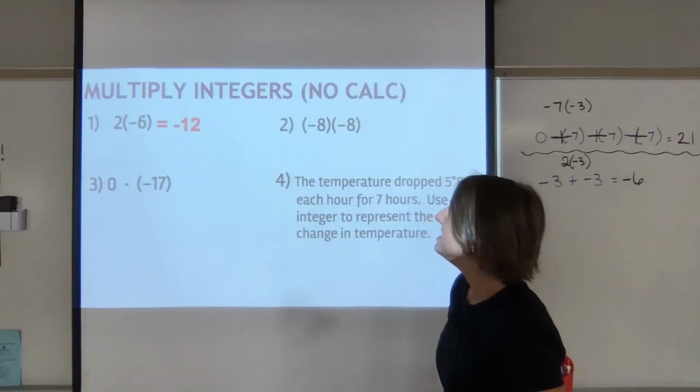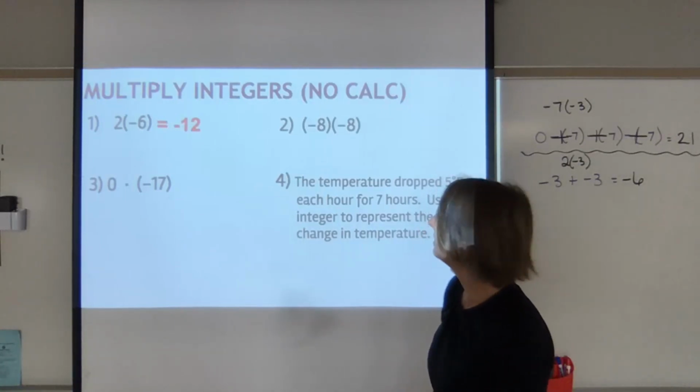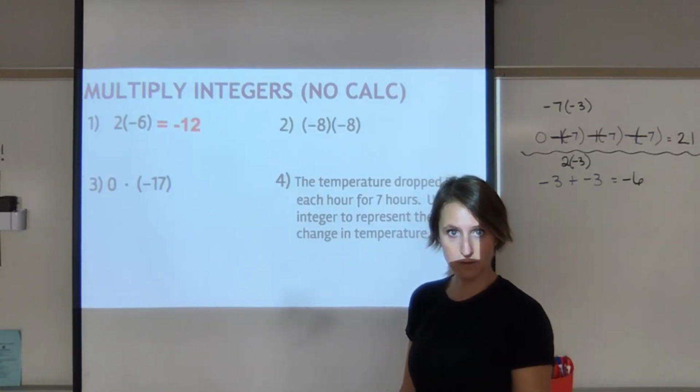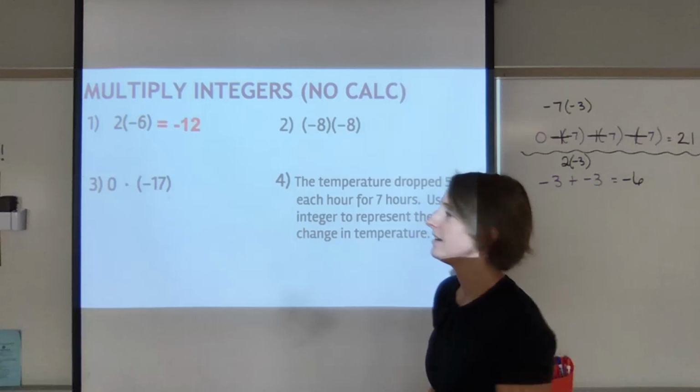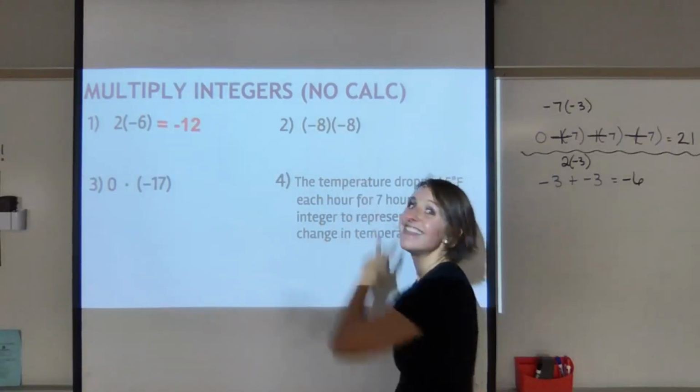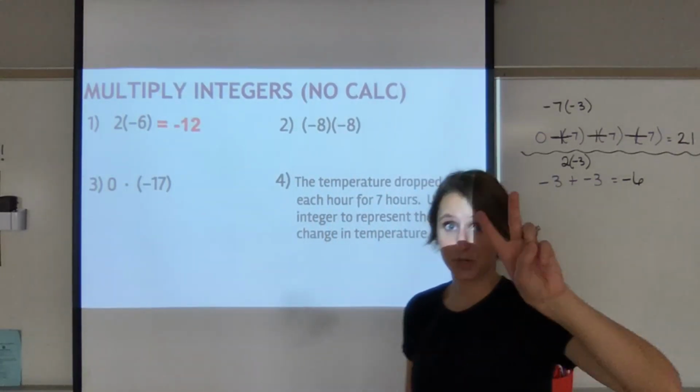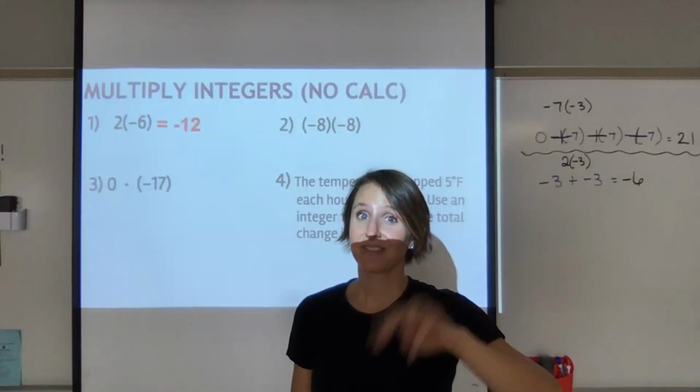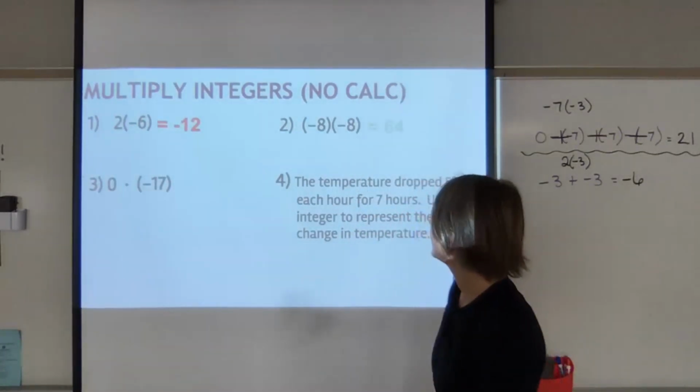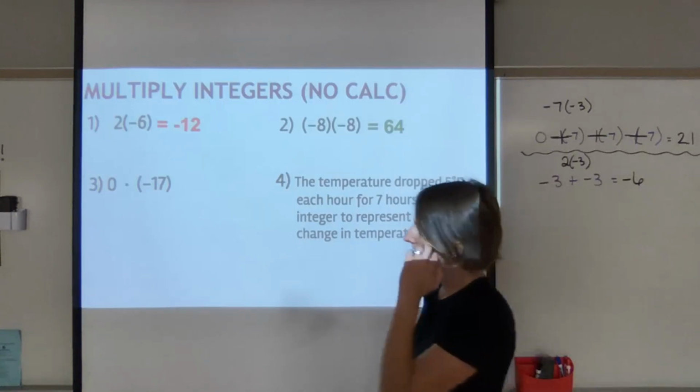Number 2, negative 8 times negative 8. We know the answer is 64, but is it positive or negative? Do the signs agree? They do, right? Or there's 2 negatives. Is that an even number? Then my answer is going to be positive. So it's a positive 64.